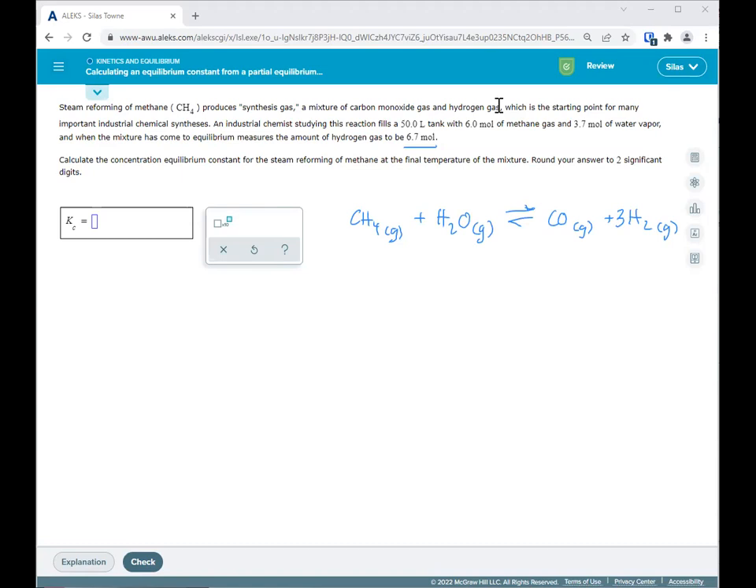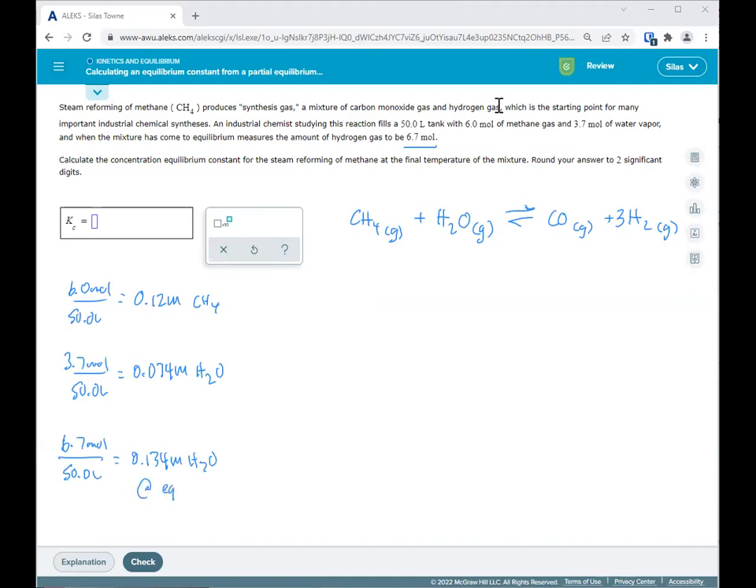Now I'm going to do a little conversion. I've got 6 moles per 50 liters equals 0.12 molar CH4. I've got 3.7 moles per 50 liters equals 0.074 molar for H2O. And then my final equilibrium concentration is 6.7 moles over 50 liters equals 0.134 molar. And that's at equilibrium.